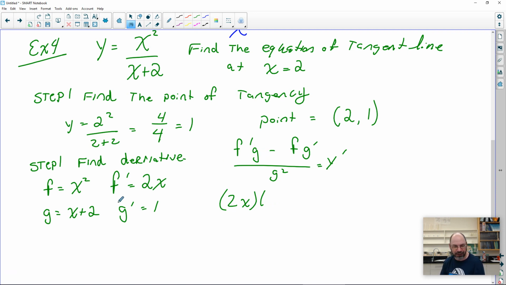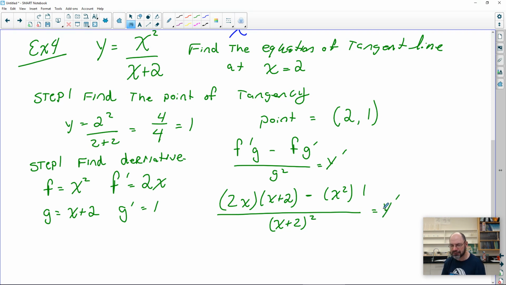Okay, so let's get g now. x plus 2. Okay, so that looks okay. Minus f. Let's get it right this time. Now it's the x squared, and g prime is just the plain old 1. And then we're going to divide everything by x plus 2 all squared. Okay, now that's y prime.